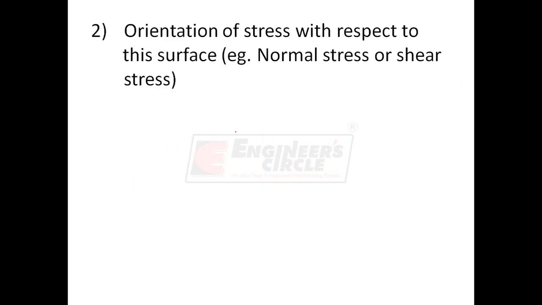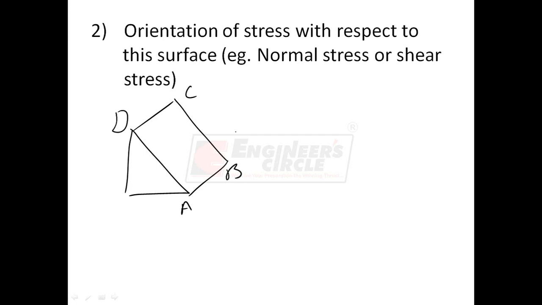The second quantity to specify is the orientation of the stress with respect to this surface. That is, the stress with respect to the chosen surface is a normal stress or a shear stress. Suppose we have chosen this surface ABCD. Then, with respect to this surface, the stress we are talking about is a normal stress or a shear stress. And if it is shear, then in which direction is it? It is in the t direction or it is in the s direction.